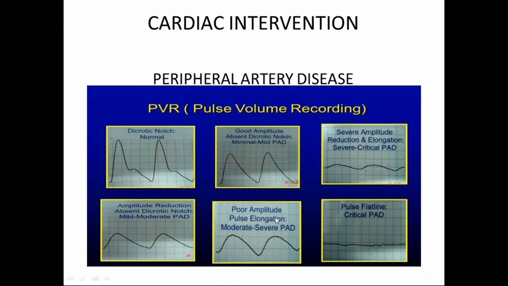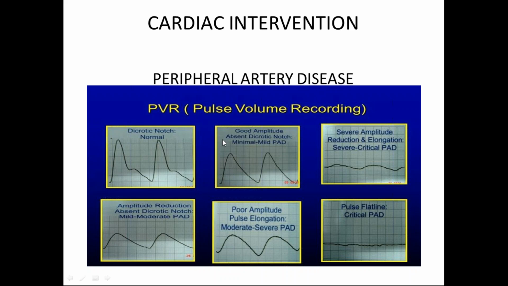So if you remember your pulse volume recording, the normal recording looks something like this. The upstroke is very steep, and the downstroke is also very steep. You have a fairly high systolic peak. You have your dicrotic notch, and then you come down to the baseline, then start all over again. So this is what the normal waveform looks like.